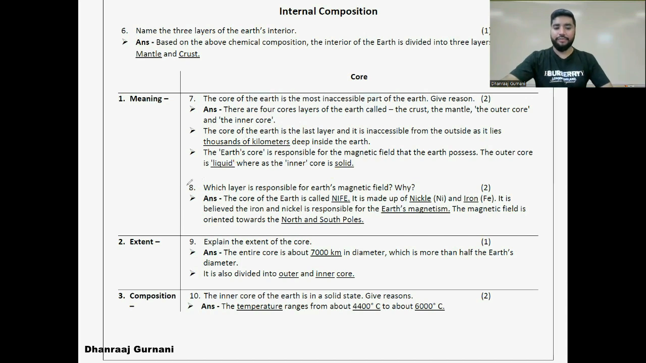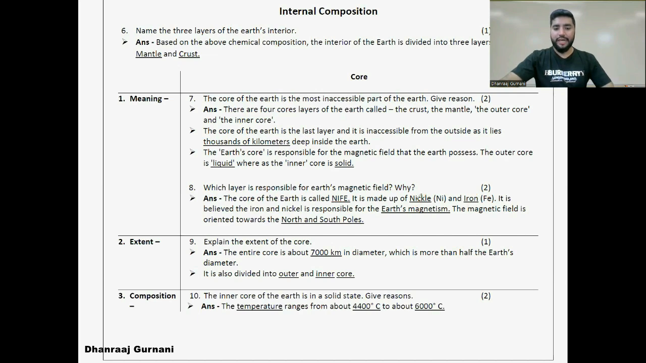Question number 8. Which layer is responsible for the Earth's magnetic field? Why? Very important. They do ask you about the Earth's magnetic field in every question paper. It's a short answer. Let's see what it says. The core of the Earth is responsible. The core of the Earth is called NiFe, where Ni stands for nickel, Fe stands for iron.